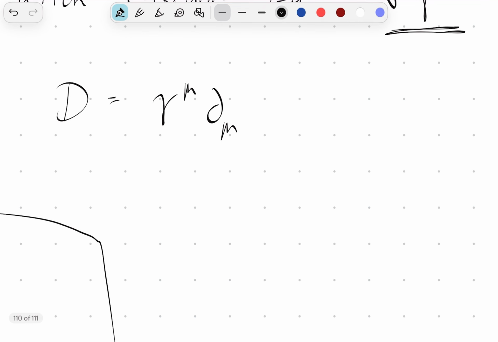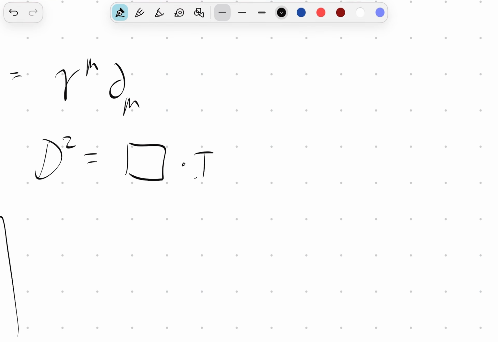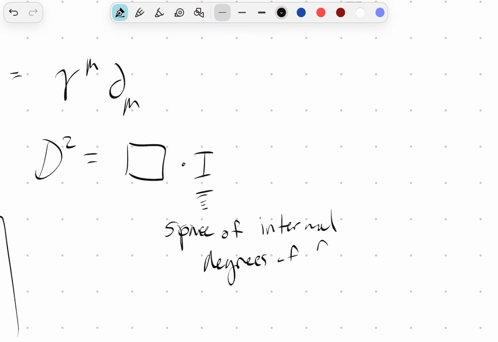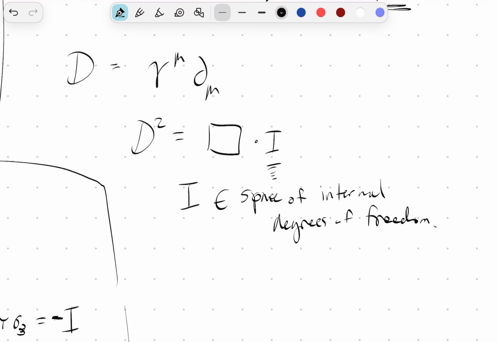The constant matrices here, gamma, should return us, really, if we were to square this operator, we would want this D'Alembertian quantity times the identity. And the identity is this space of internal degrees of freedom. Okay? It's in the space. So I is in the space of internal degrees of freedom. Okay? And it's an identity matrix.